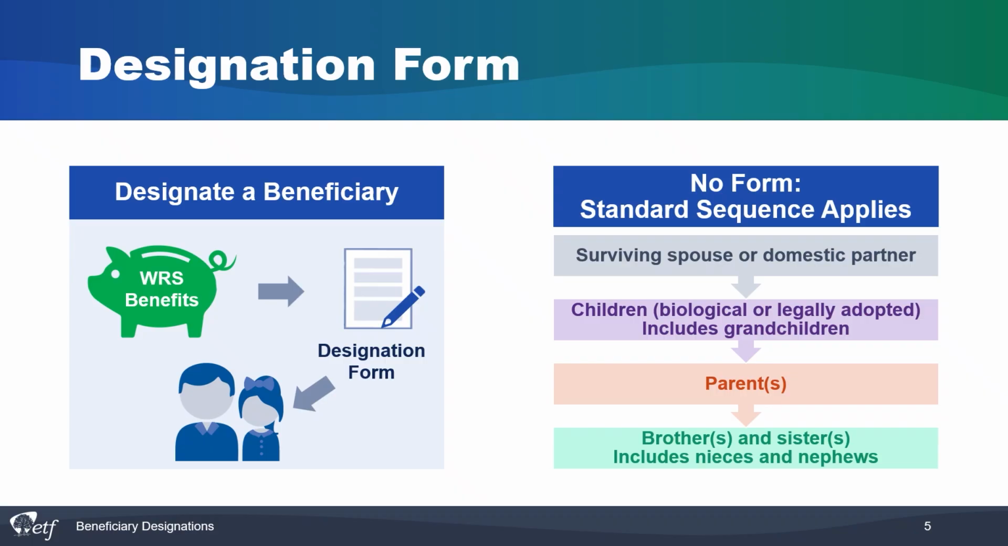If you do not want standard sequence to be followed, you must fill out a beneficiary designation form so that your WRS benefits will be distributed according to your instructions.